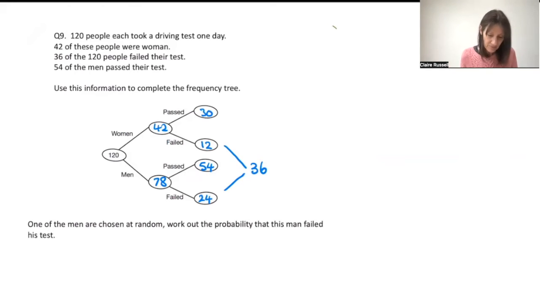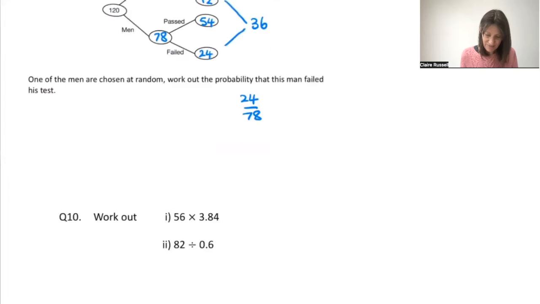It then says one of the men are chosen at random, work out the probability that this man failed his test. Okay, now they are making it very clear that they're talking about just the men and not a person selected at random. So it's going to be out of 78, and what was it, failed. So it's going to be 24 out of 78. Okay. All right, hopefully that went well.